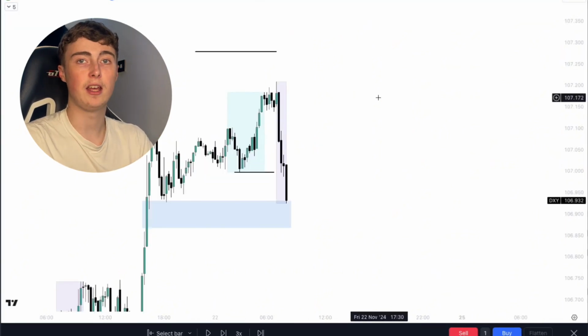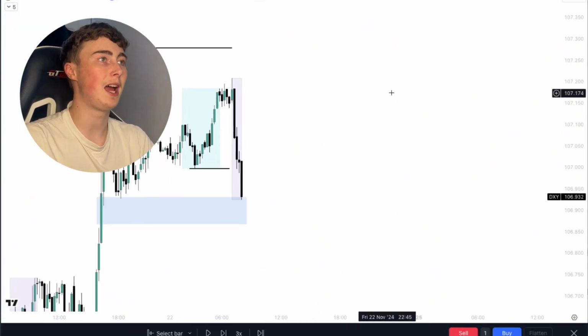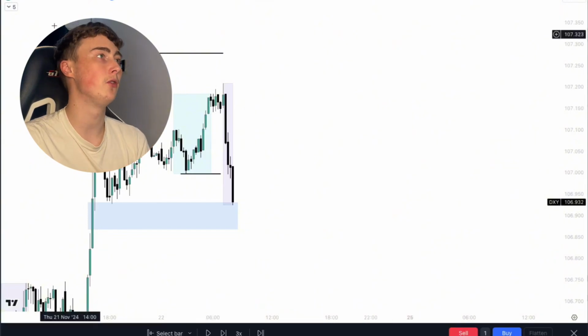Now the second key thing that makes these daily cycle setups A+ is an aggressive sweep of liquidity.